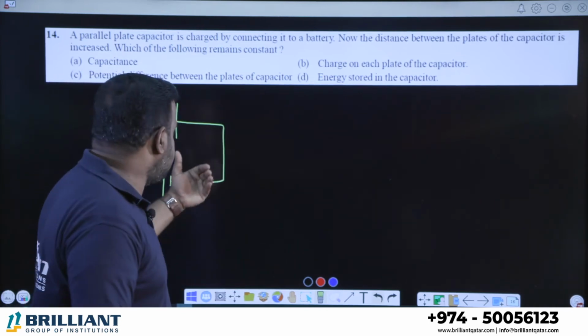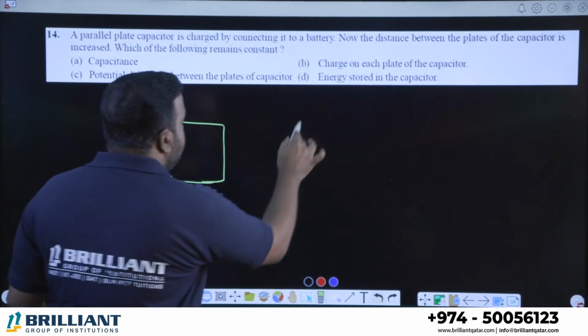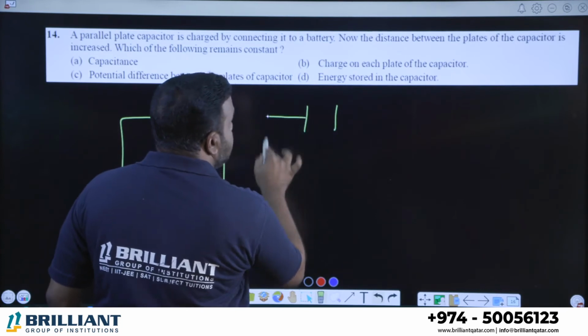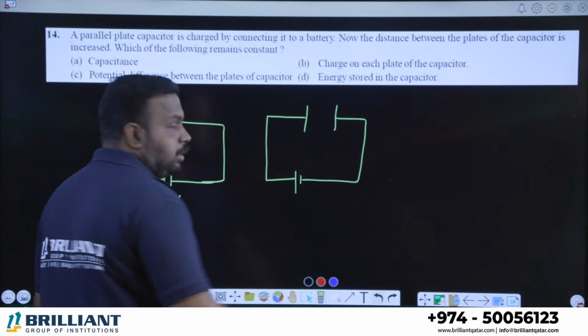Okay, so capacitance, and it's connected to a battery. The battery is still there, and after that what are they doing? They are changing the distance. So the distance is increased, but still the battery is there. Please understand, the battery is there.